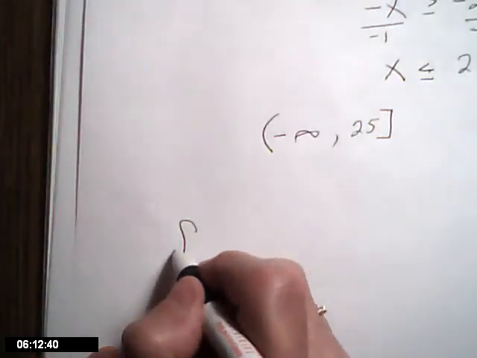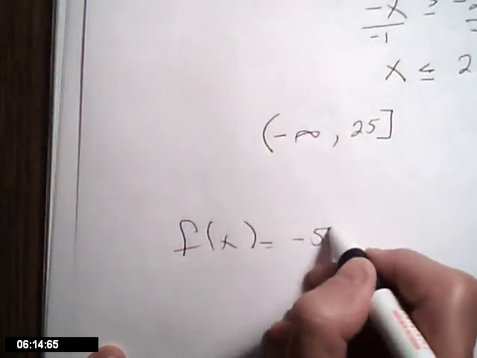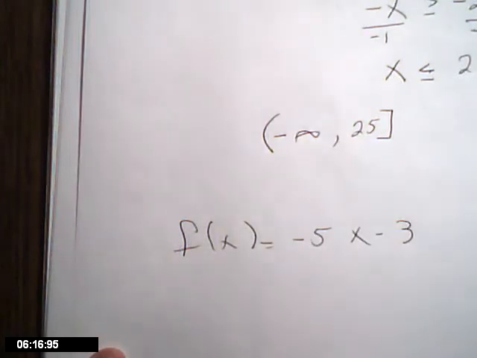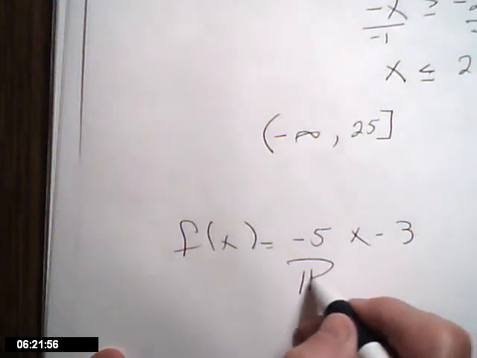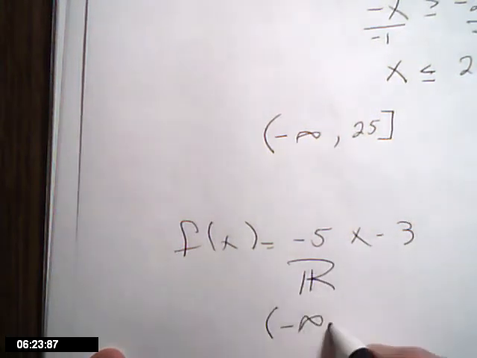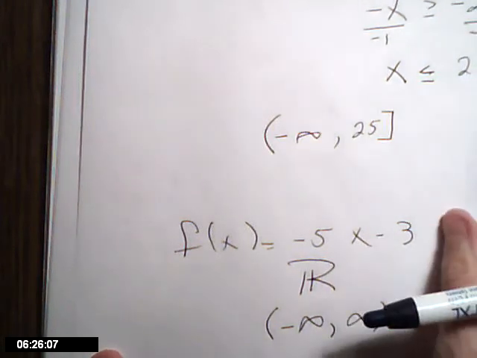Your next problem is f of x equals negative 5x minus 3. I have no fractions. I have no radicals. So my domain is all reals. Remember, any number, negative infinity to positive infinity.